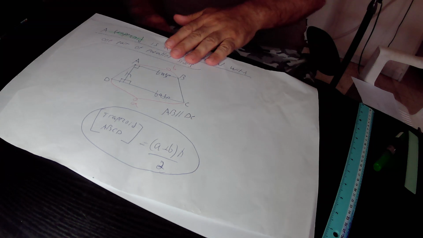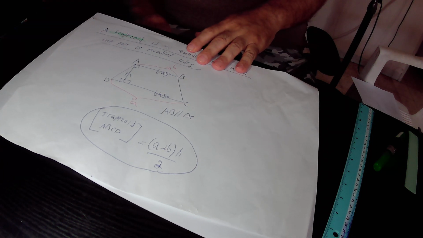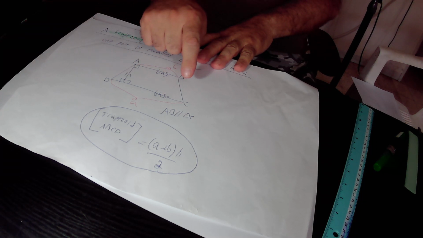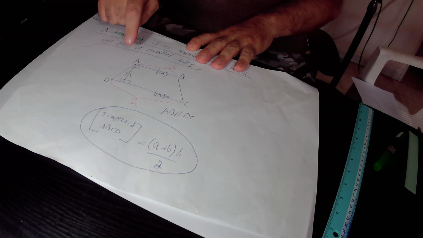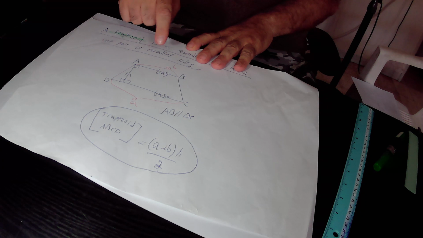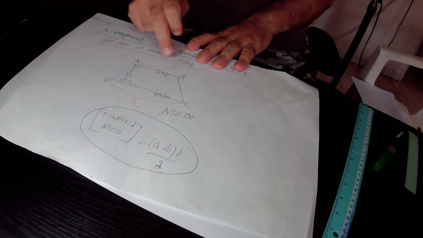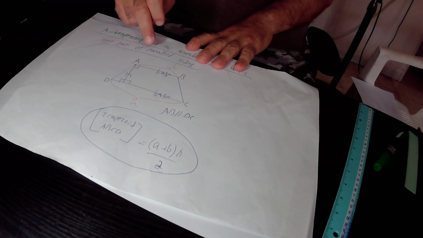And the area of this trapezoid ABCD is equal to the sum of its two parallel bases. DC is A and AB is B. So the sum of its two parallel bases is A plus B, times the height, that is h over 2. Repeat again, the area of any trapezoid equals the sum of its two parallel bases times the height over 2. In this case, the two parallel bases are A and B, therefore the area is A plus B times the height h over 2.